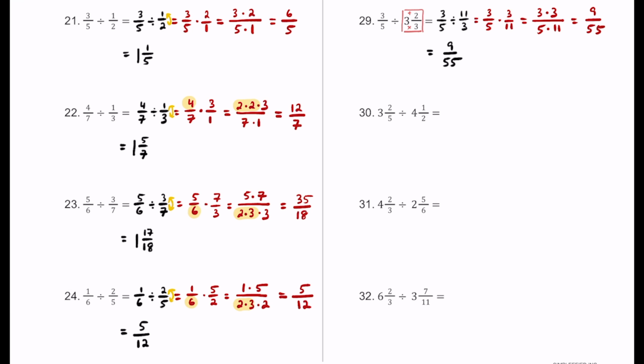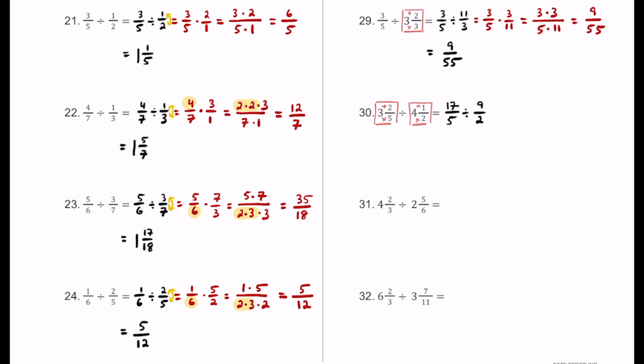For number 30, we have a mixed number here of 3 2/5, and then we have another mixed number of 4 1/2. So let's go ahead and rewrite those as improper fractions first. Okay, so for 3 2/5, 3 times 5 is 15. 15 plus 2 is going to be 17. So this is the same thing as 17 over 5 divided by, and then for 4 1/2, 4 times 2 is 8. 8 plus 1 is 9. So this is going to be 9 over 2.